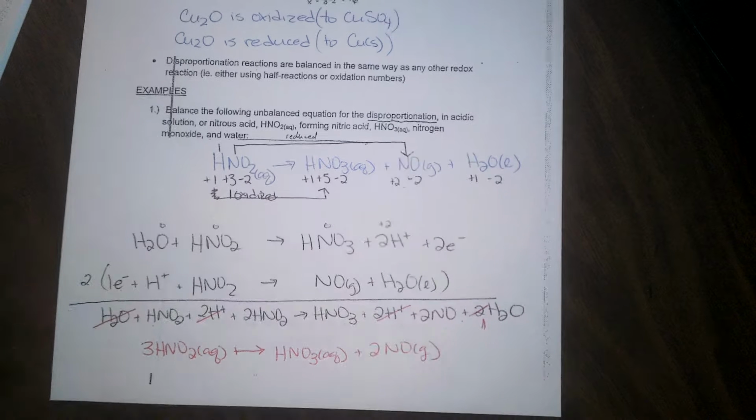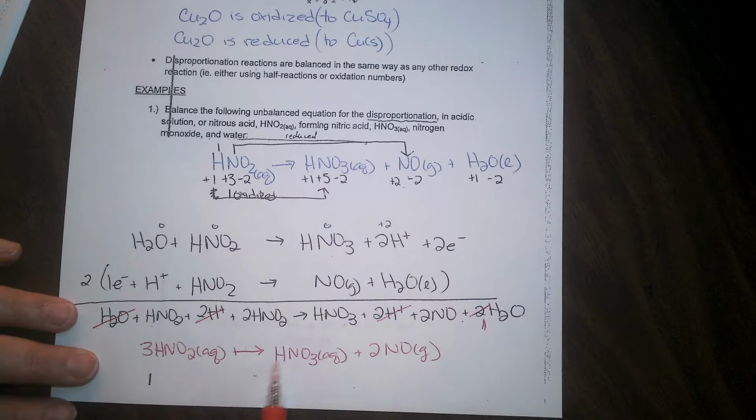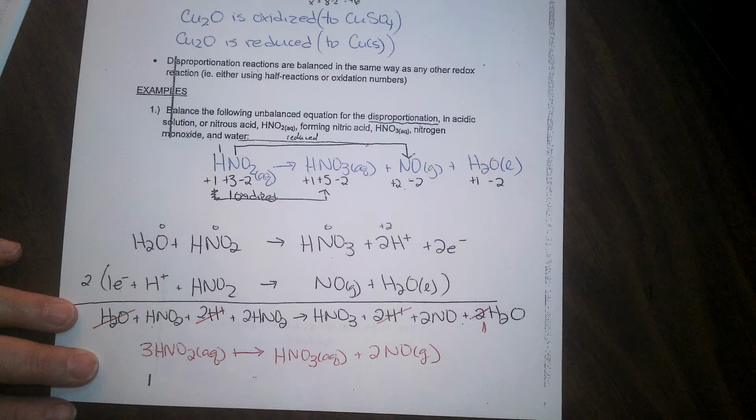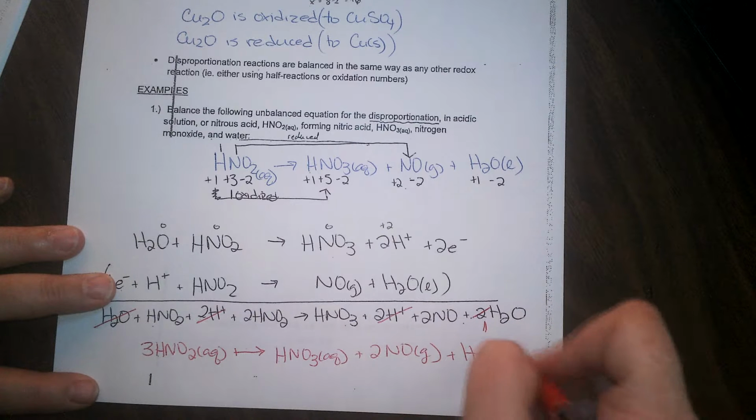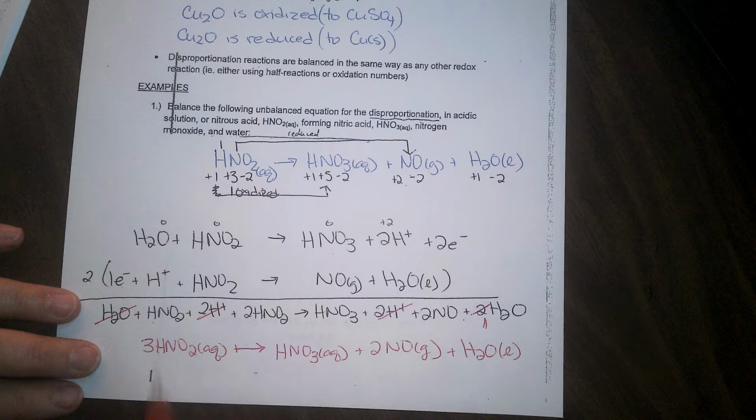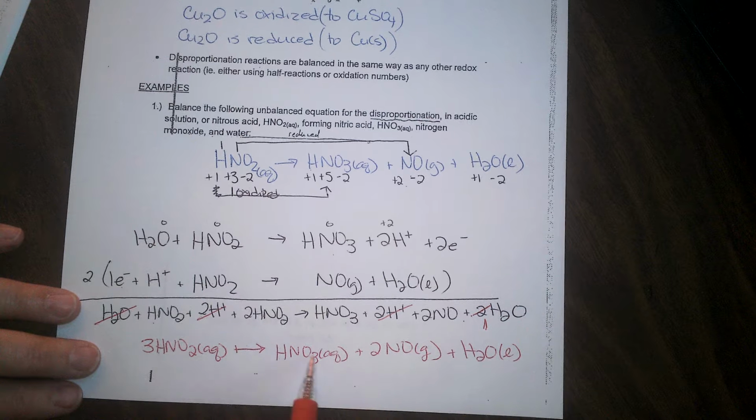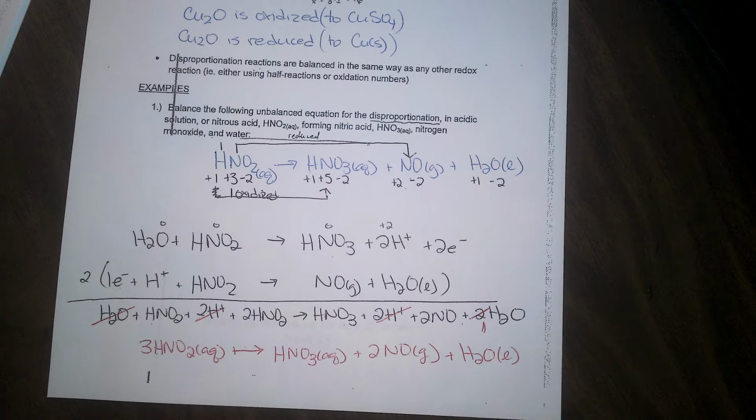And the easiest way to check is just check your balances. 3 hydrogens, 1 hydrogen here. What did I do wrong? Over here. Thank you. Knew I did something wrong. So 3 hydrogens, 1, 3. 3 nitrogens, 1, 2. 6 oxygens, 3, 5, 6. Balanced. Boom. Mic drop.